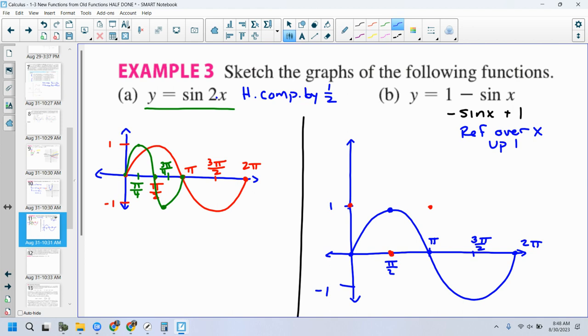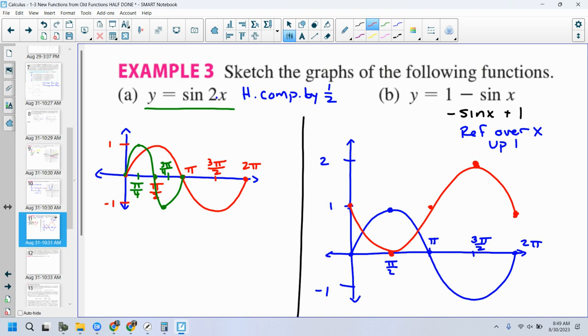So now I have to kind of go here and say, well, that's 3 pi over 2 comma 2. Pi over 2 comma 0. I reflected over the x-axis. It doesn't move. I go up 1. Bingo. So now I go. Sound effects help you draw. Questions about that? Cool.